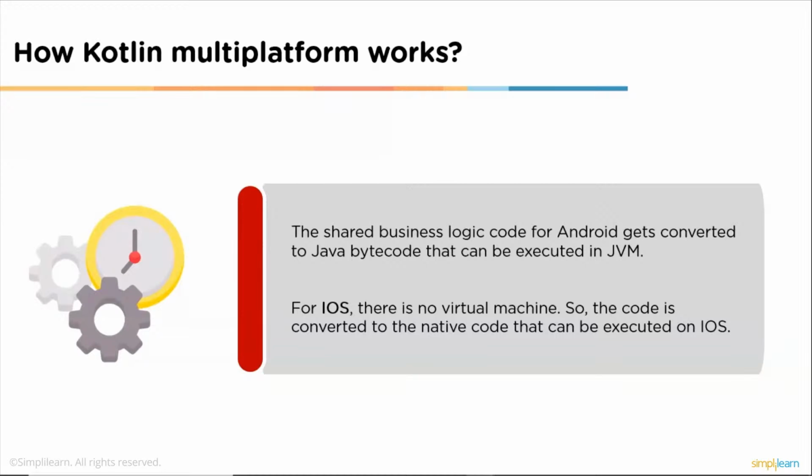Now in Kotlin compiler, there is a front end which converts the code into intermediate representation known as IR. And the backend converts that intermediate representation to machine executable code. So in case of Android, it converts it into Java bytecode, and for iOS, it converts it into iOS native machine code. So as we have understood how Kotlin multi-platform works, now let's understand common Kotlin code.